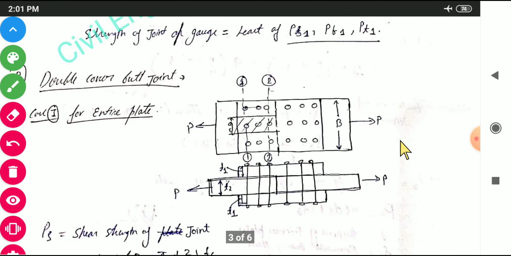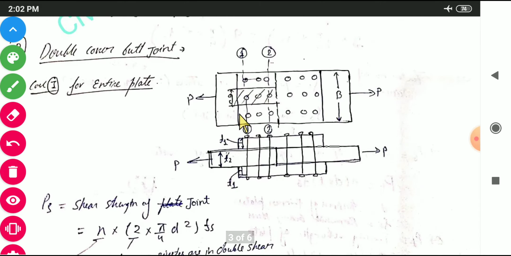Now second, we have strength for double cover butt joint. Again here we'll be taking two cases, for the entire plate and for the gauge length. So here you can see this is a double cover butt joint. So these two are main plates and we have two cover plates, one and this one, another one here. So this is the side view and this is the top view of this double cover butt joint.